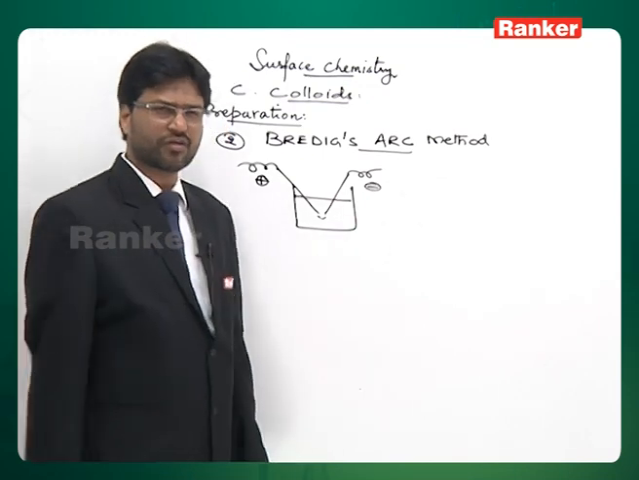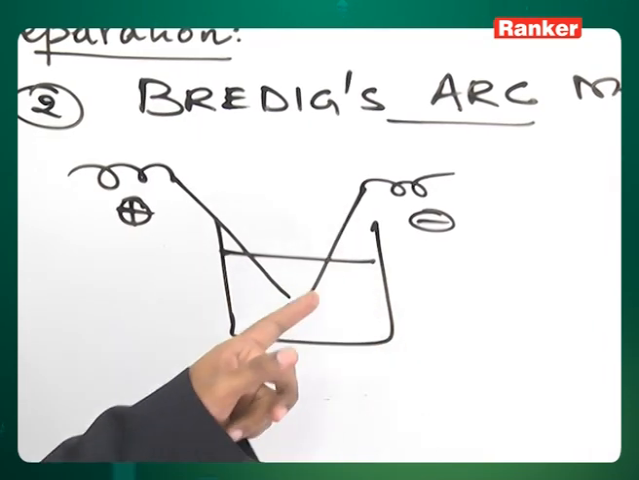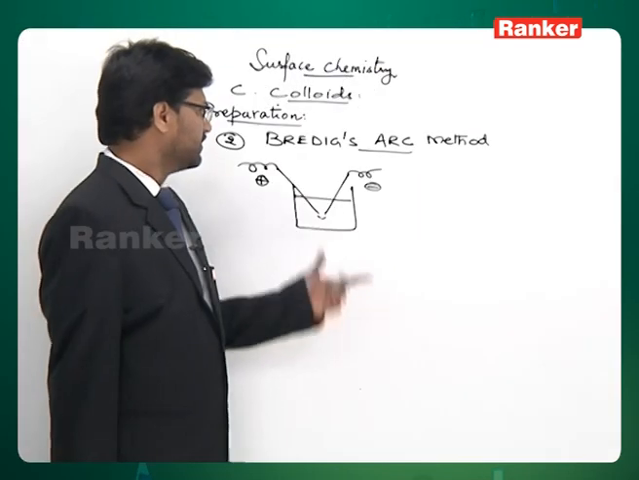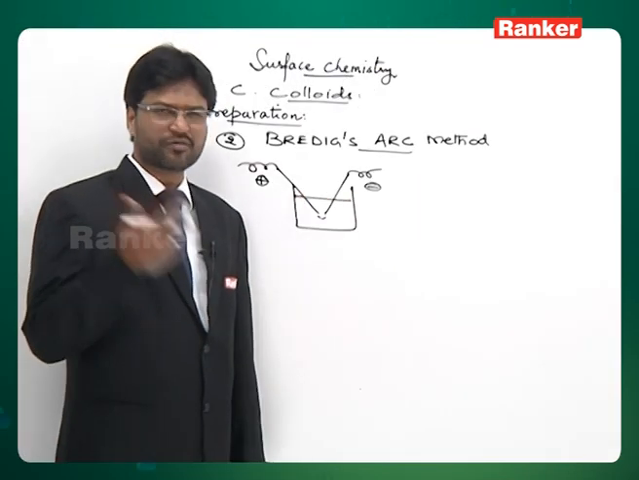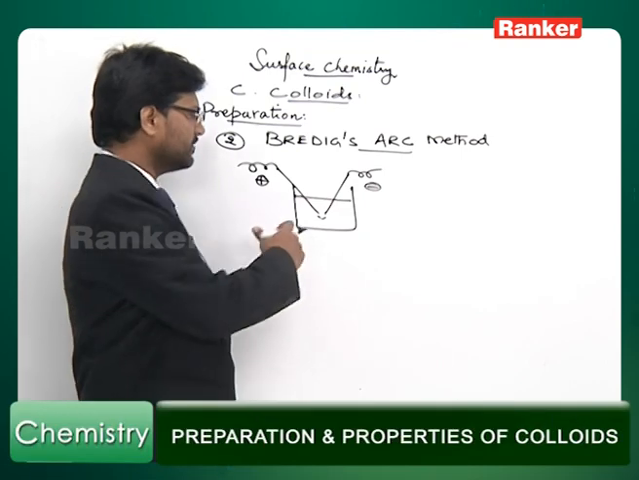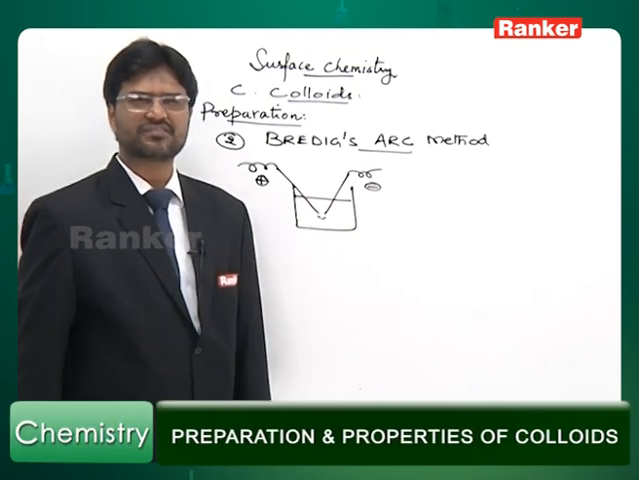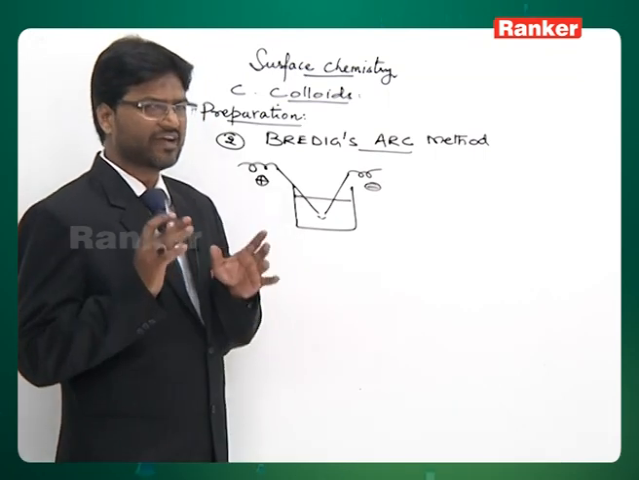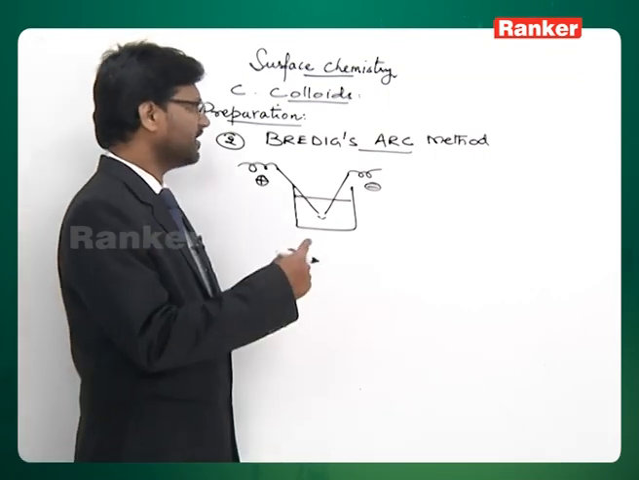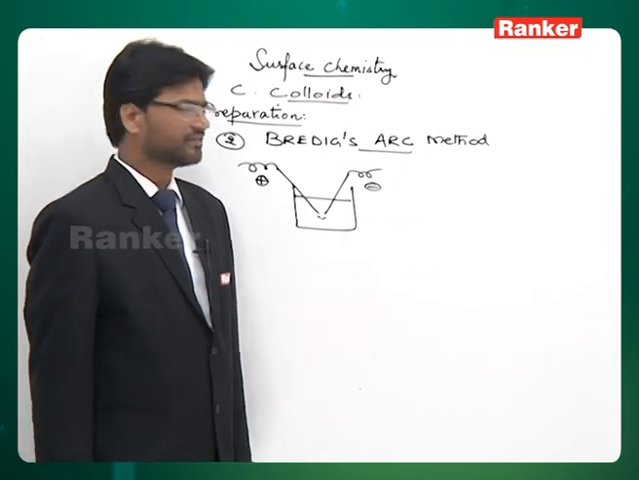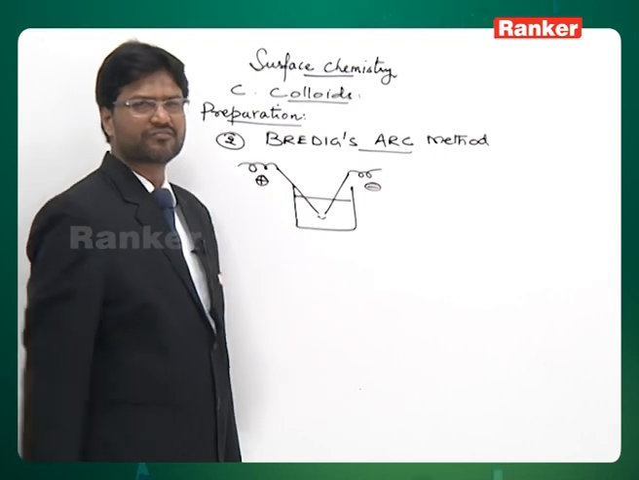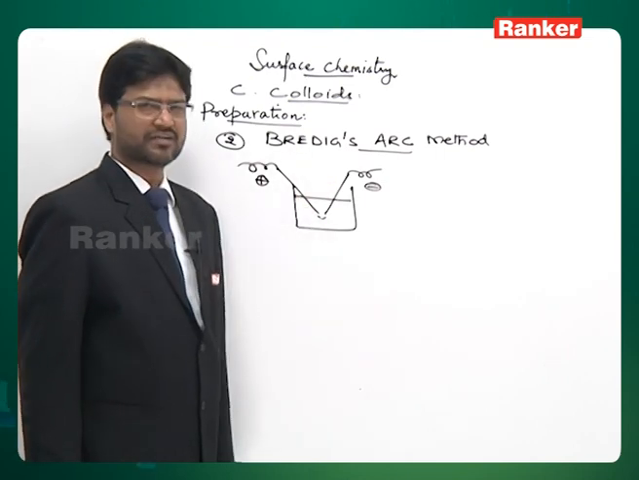Alkali is added to stabilize the sol. So metal volatilizes and condenses in the liquid and you get the corresponding metal sol. You can prepare gold sol, silver sol, and metal sols can be prepared by this method. This is called the arc method. We use a source of high electric potential, Bredig's arc method it is called. So this can be taken as another method of preparation of gold sol. You use gold rods and pass high voltage current.